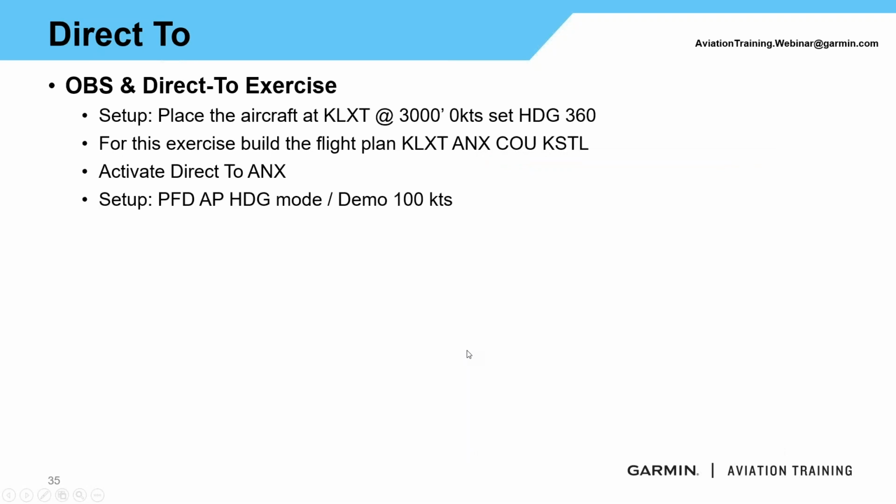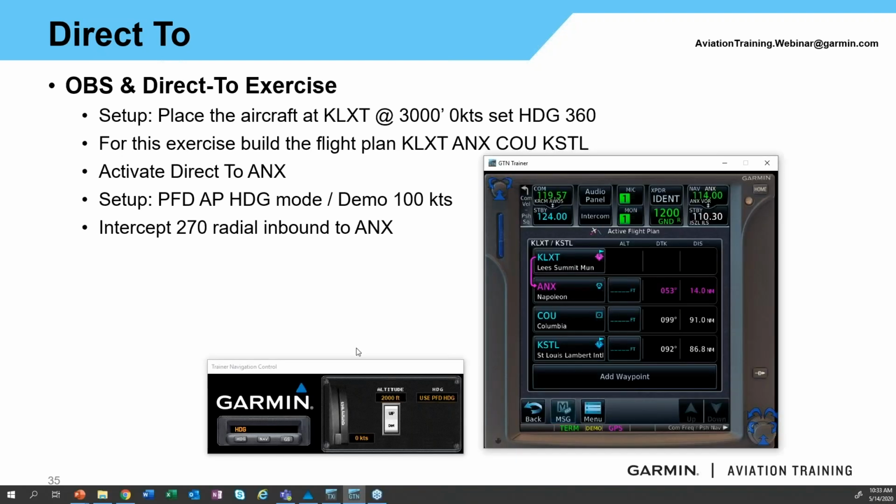We're going to do PFD, autopilot heading mode, and demo at 100 knots. And our clearance is going to be intercept the 270 radial inbound to ANX. So I'm going to get my speed going on. Well, first I should be at 3,000. So now I'm up to 3,000, and I'm in heading mode. I'm going to give myself a little more than 100 knots so we can start seeing that moving.